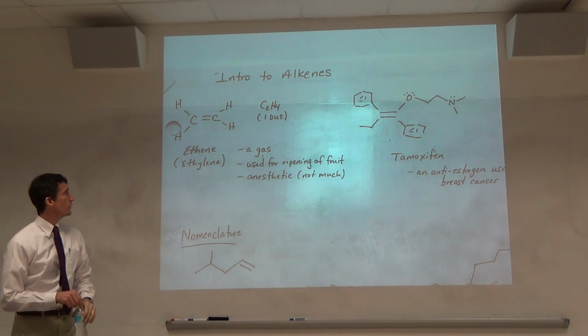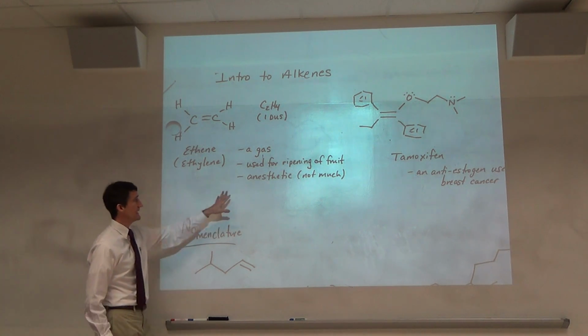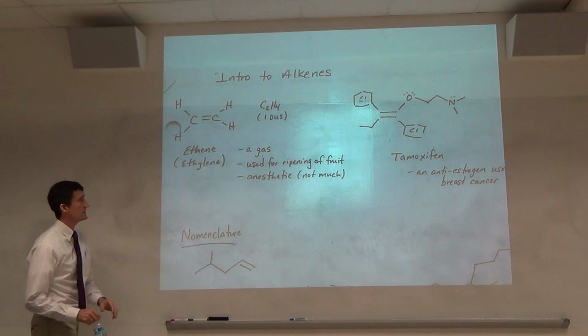C2H4 formula, of course, 1 degree of unsaturation. We see the pi bond, that's a degree of unsaturation. Ethylene's a gas. It is used for ripening of fruit. If you expose a fruit to ethylene, it will ripen faster, like banana. Why? No, that's a good question. It used to be used as an anesthetic, to knock people out, not much anymore.